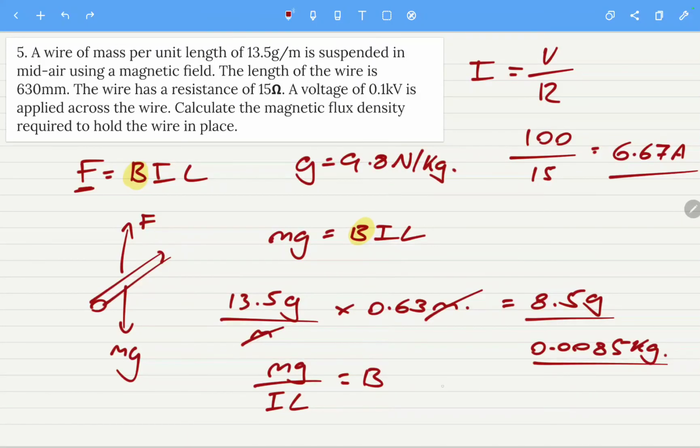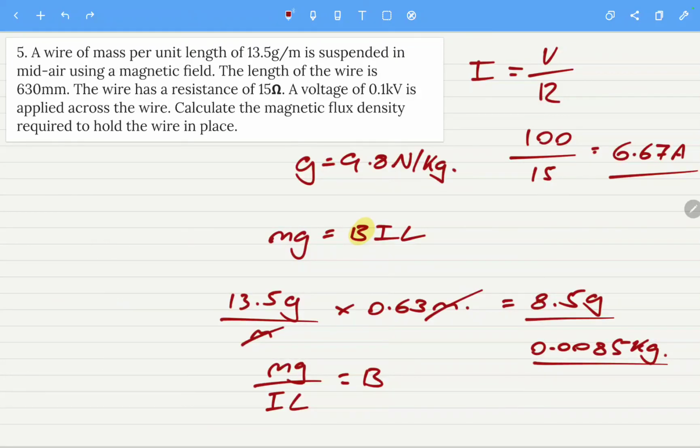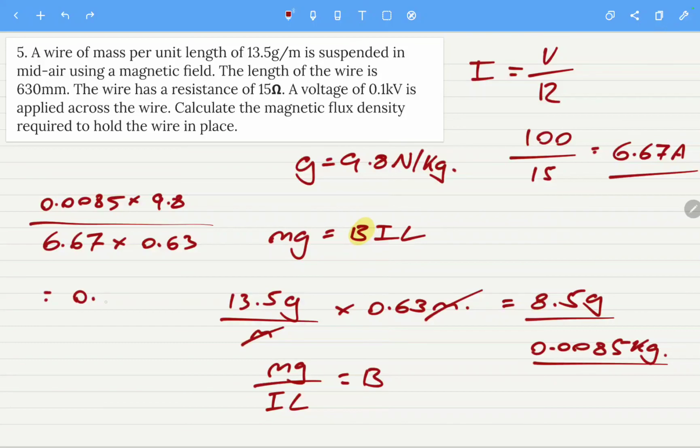So the mass is 0.0085 multiplied by gravitational field strength, 9.8, divided by the current, which is 6.67 amps, multiplied by the length, which is 0.63 meters. And if you put that in your calculator, 0.02 Tesla. That's rounded up slightly.